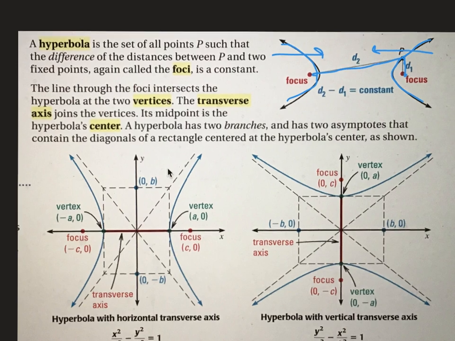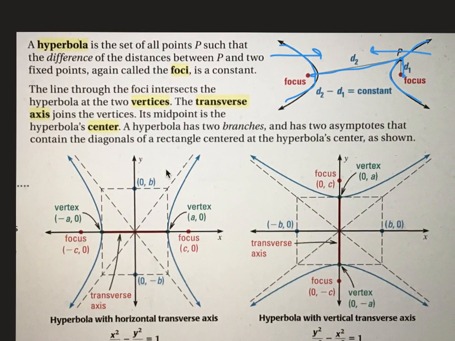The vertices are these points right here. Let me come down here. The vertices are the points, think about it this way almost. A hyperbola is like two parabolas, and so it has two vertices. One vertex at the bottom or top of each parabola. The transverse axis is a fancy word. That's called the major axis. The major axis is the one where the vertices are.